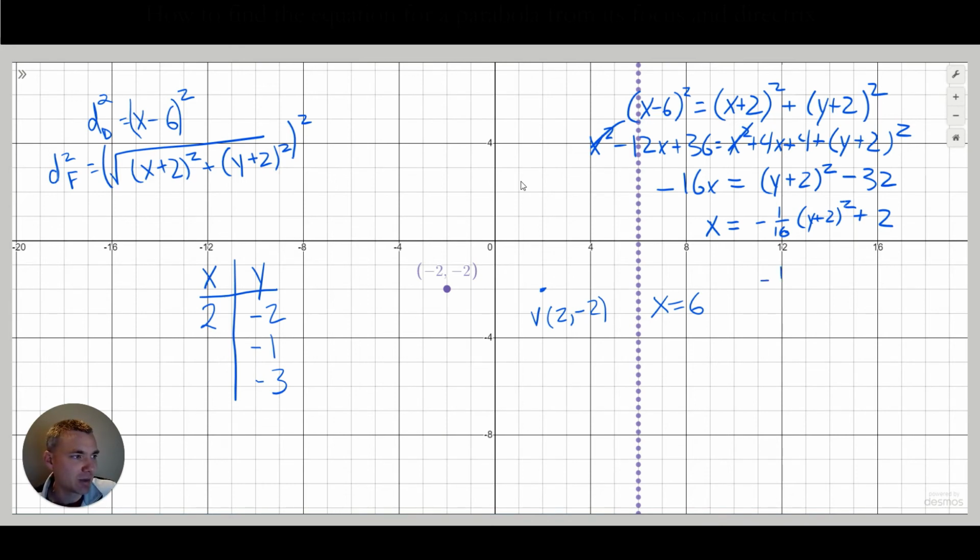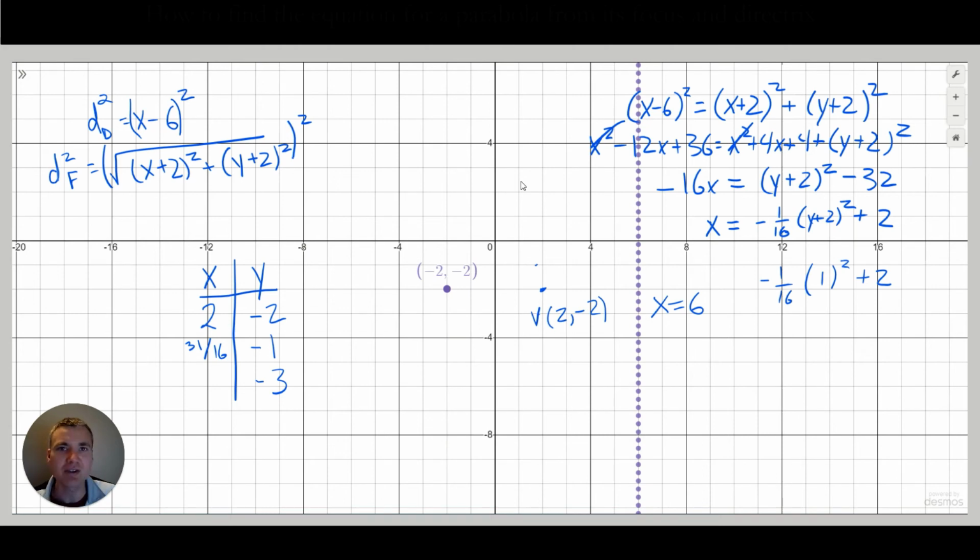So -1/16 times (-1 plus 2), which is 1, squared. Again, if I had used -3 plus 2, it would have been -1, but I'm squaring it, so it doesn't matter. Plus 2. So -1/16 plus 32 over 16, which is 1 and 31/16. Or we'll just do 31 over 16. So as I go here, notice 31/16 is not that far.